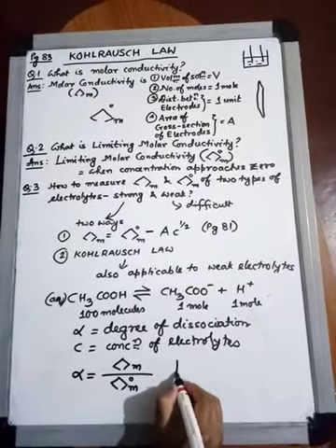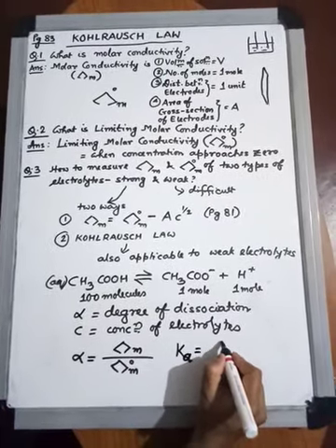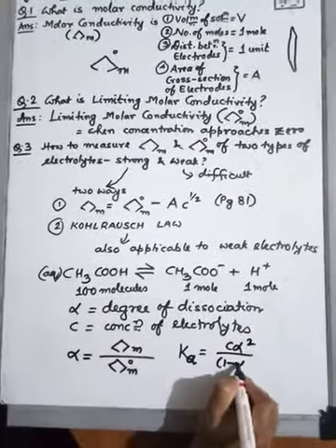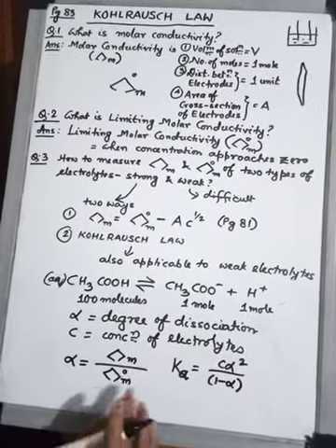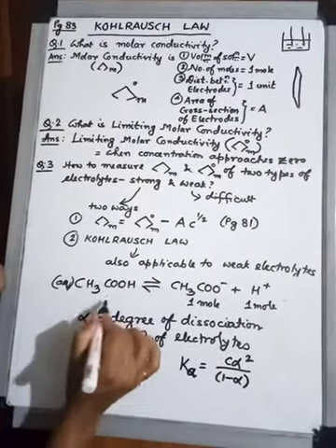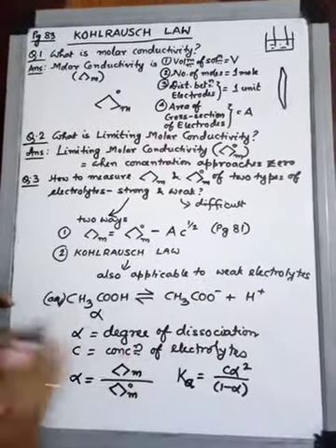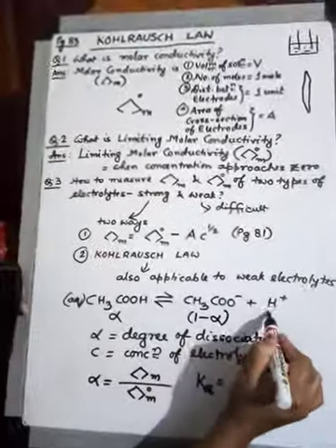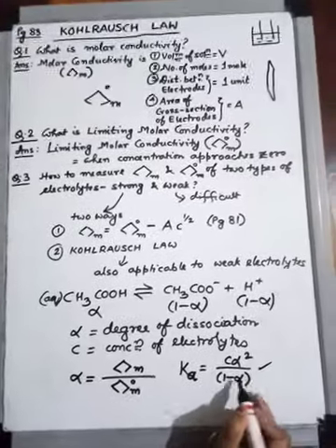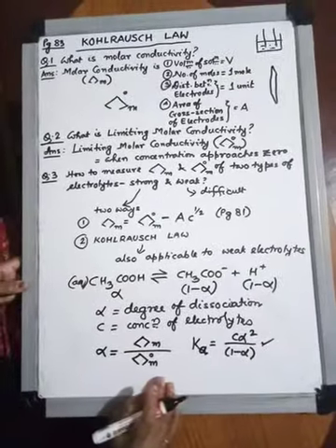There is also a constant of dissociation. It's also written as Ka. It is nothing but C alpha square divided by 1 minus alpha. So what does this mean? Say instead of writing 100, I take alpha. Since 1 has dissociated, what remains? It will be 1 minus alpha. That is the meaning. So in this term you will find that there is a term called 1 minus alpha. So this is another formula which you have to remember.